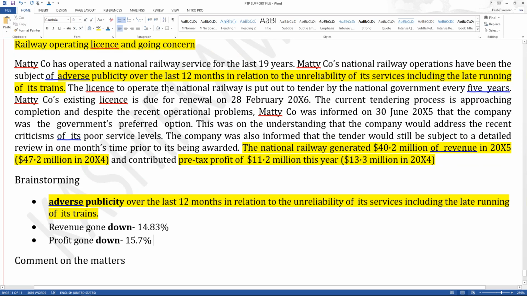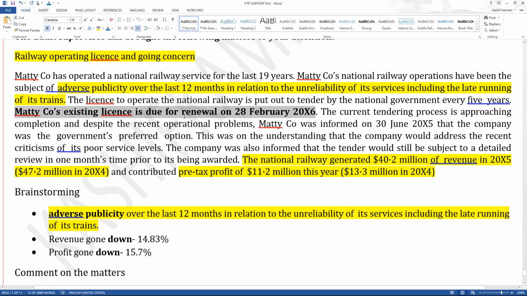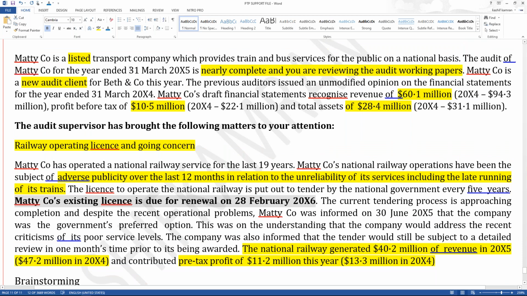The license to operate, I'm reading the third line. The license to operate the National Railway is put out to tender by the national government every 5 years. Meti company's existing license is due for renewal on the 28th of Feb 20x6. So your license is due for renewal on 28th of Feb 20x6. That's the foreseeable future, right? The year end of the company was what? The year end of the company was 31st of March.